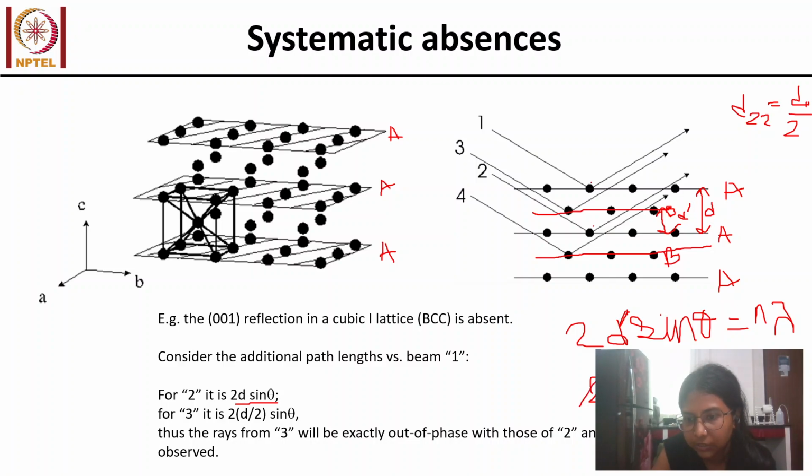These 2 and these 2 will cancel. Then what do we end up with? We are ending up with d sin theta equal to some integral multiple of the wavelength. So this is not Bragg's law. So Bragg's law is not satisfied.